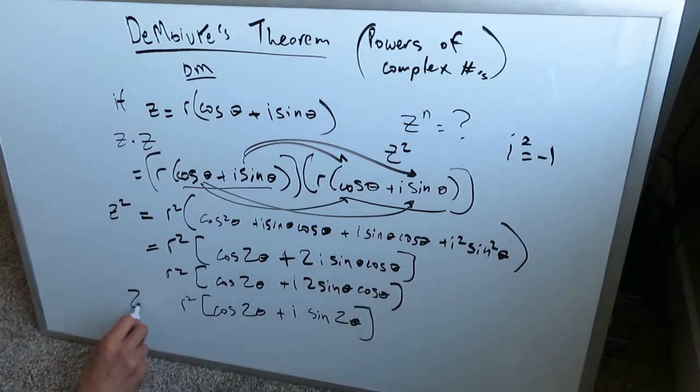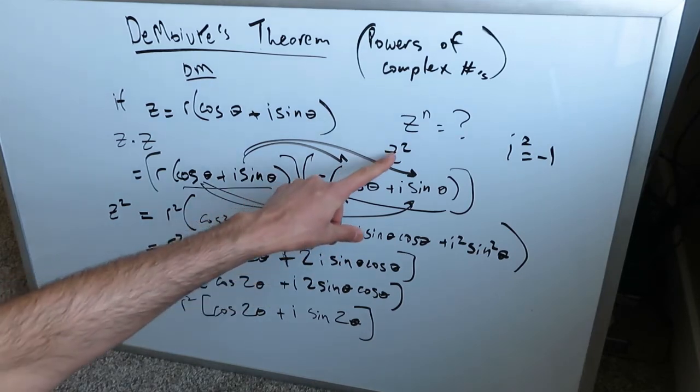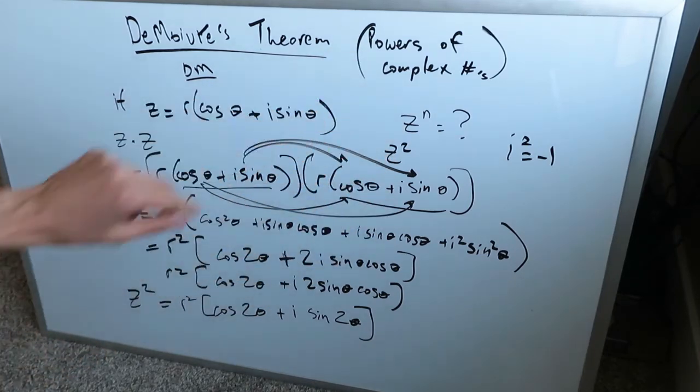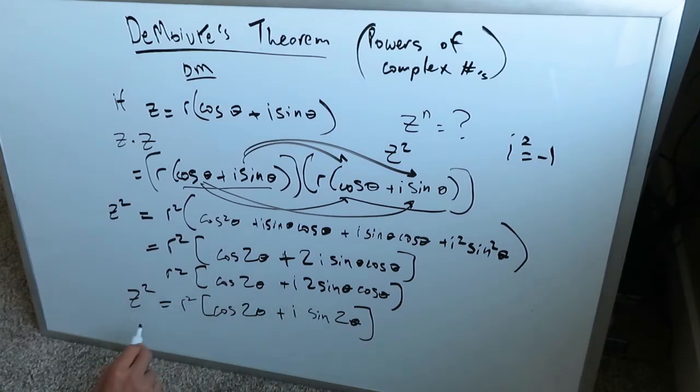That's my answer for z square. But what's the lesson learned over here? The lesson learned is this: if you start slowly increasing these exponent powers 2, 3, 4, 5, 6, you're going to end up getting a technique or a formula. The formula will look like this.